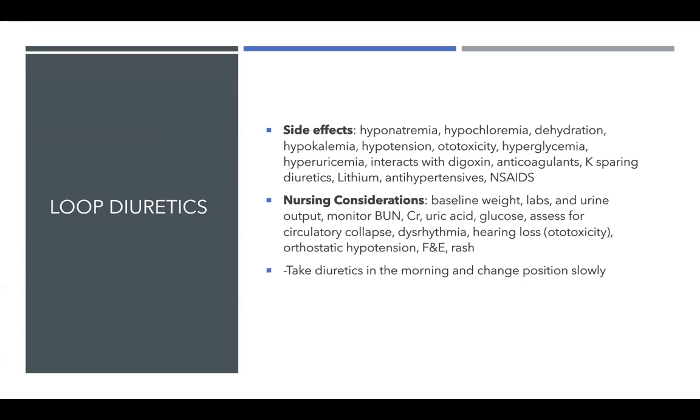So for your considerations, you're going to make sure you're getting a baseline weight. You want to see how much output they have, because they're going to be going to the bathroom a lot with their urine. You want to make sure they're not losing too much weight, or gaining too much weight if they tend to retain water. Really important, again, you're going to be monitoring those electrolyte levels, your BUN, uric acid, glucose, all of your really important ones for electrolytes.